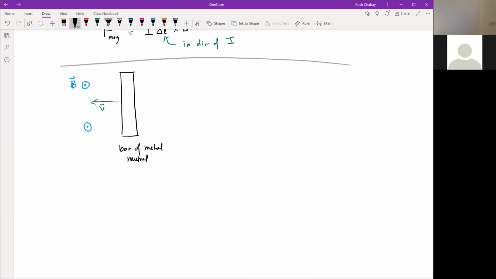Now, is there a magnetic force on this moving bar? So we have a neutral metal bar moving in a region where there's a non-zero magnetic field. Well, the bar is neutral, it has no charge, so clearly the net force on the bar is 0. So is there any reason that the bar would have any charge distribution on the surface? Well, no, it's neutral, right?